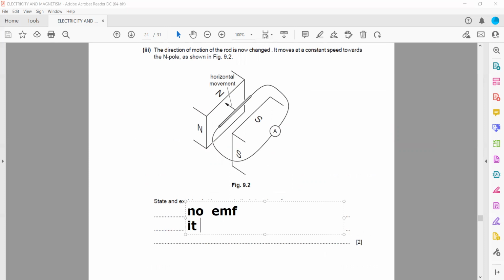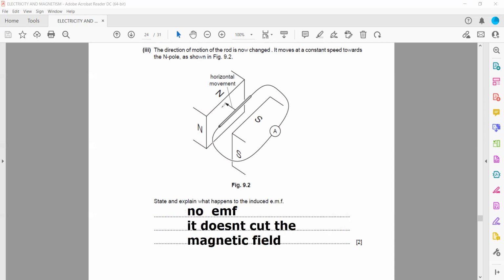Because it does not cut the magnetic field, or there is no change in the magnetic field, because between the magnetic poles the magnetic field is constant. When we move upward, there is a change in the magnetic field, but within the poles there is a constant magnetic field. So there is no change in the magnetic field and no induced EMF.